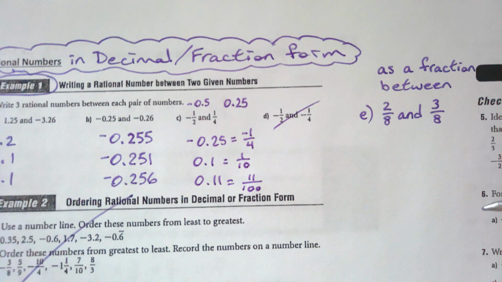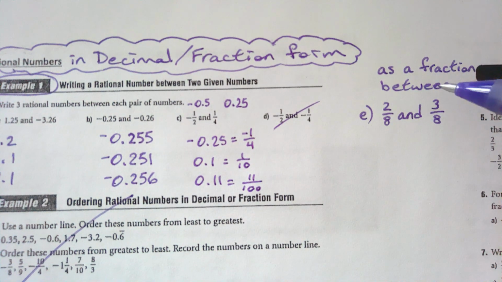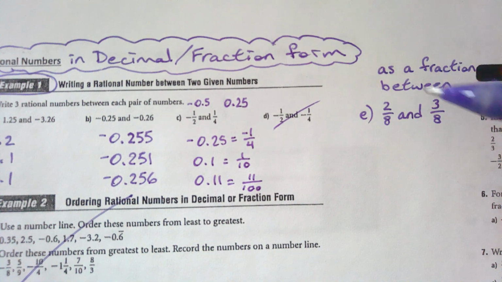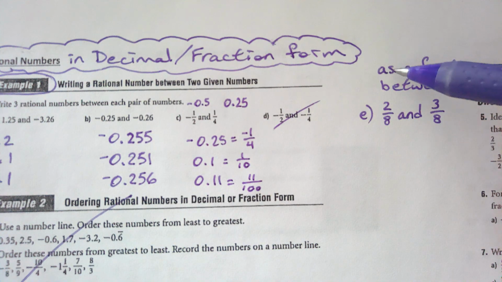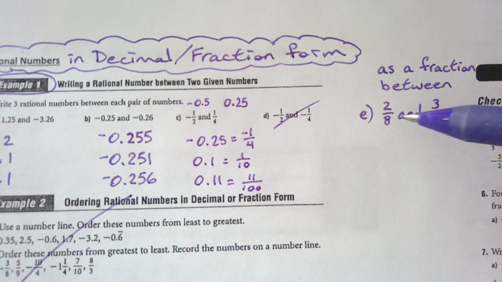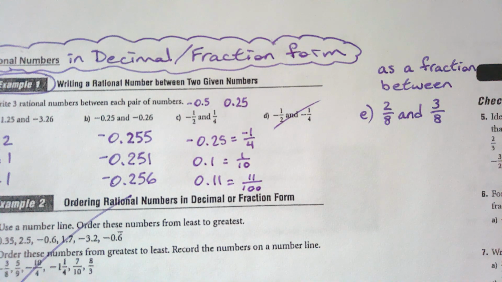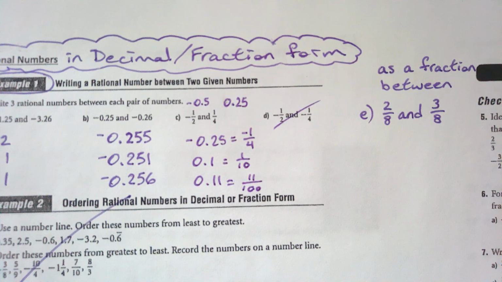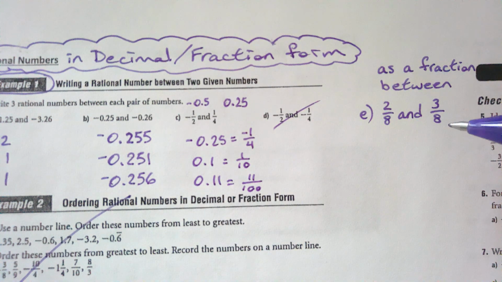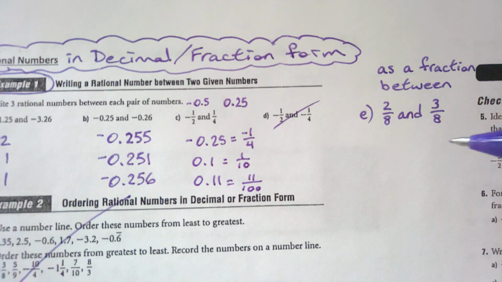Now let me challenge you guys a little. So I want, again, three numbers, but I want it as a fraction between these two numbers, between 2/8 and 3/8. Who has an idea of what I can do? And no, I do not want 2.5/8. Decimals and fractions, they don't mix. So who has an idea of how I can easily choose three fractions in between?